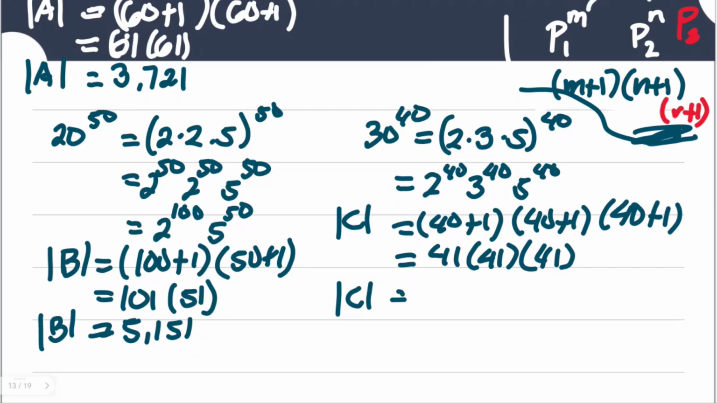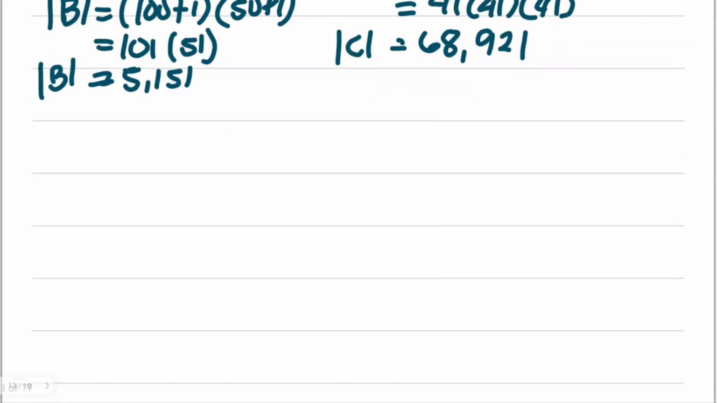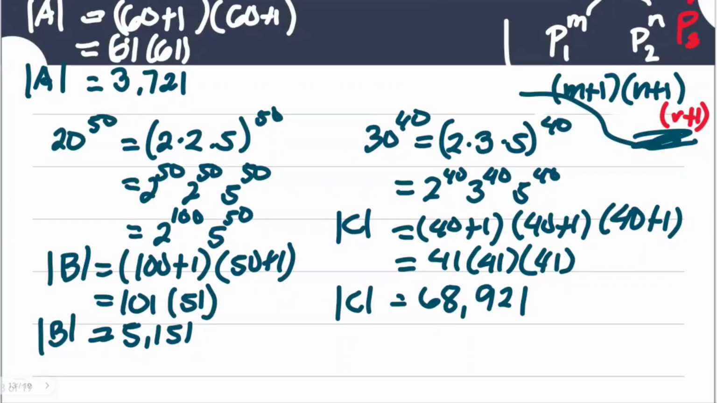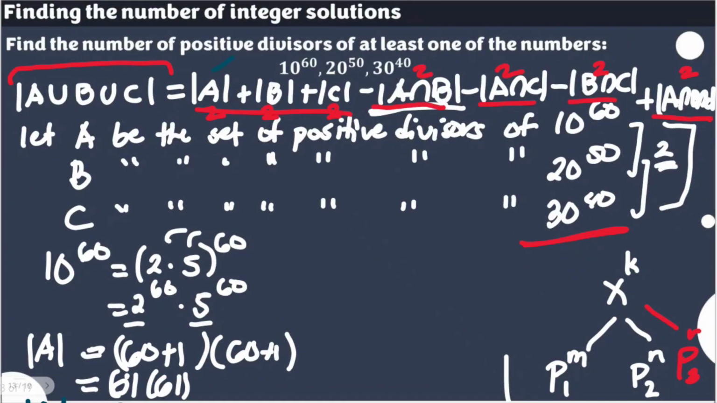That's 68,921 positive divisors for 30 to the power of 40. Now, okay, so we're done with all of this. We might need a lot of space later on, so please bear with me. I'm going to move to another page, because the next item would be the cardinality for intersection B.